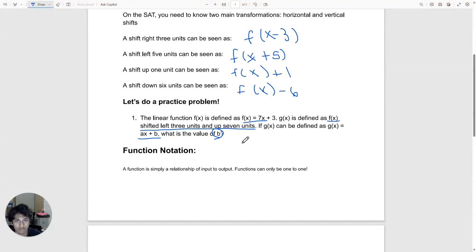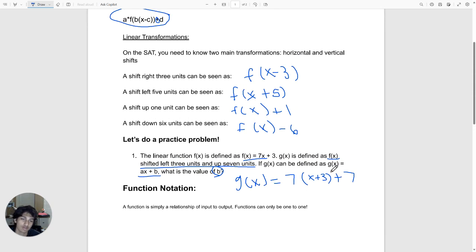Let's use what we learned. So g of x is going to equal 7, and now let's look at the transformation. We've shifted left 3 units. So let's do that, 7 times x plus 3, plus 3, and then up 7 units, so that would be plus 7. Remember this equation? I'm just following that and plugging that in for x. So now let's expand this out. g of x now equals 7x plus 21 plus 7, which equals 7x plus 28. And the value of b, in ax plus b, is 28.